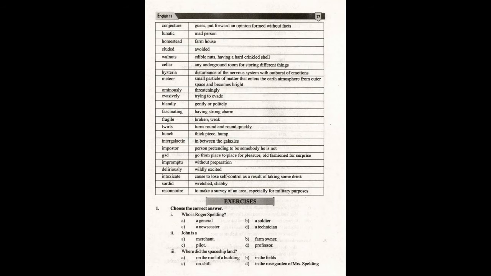John is a merchant, farm owner, pilot, professor. He is a farm owner. B option is correct.